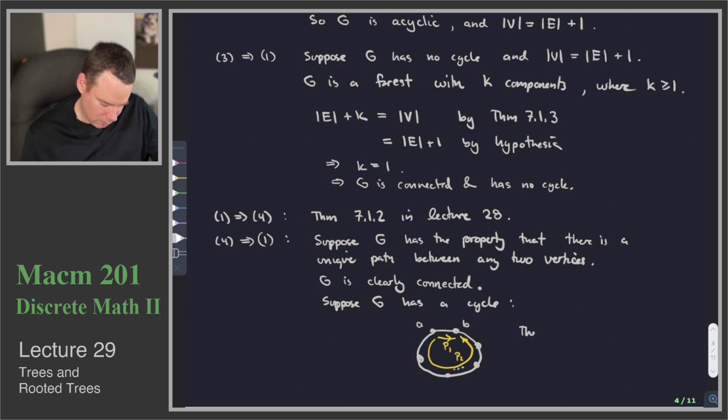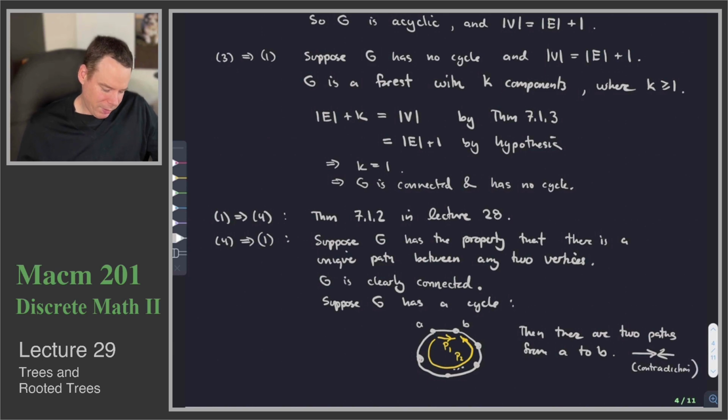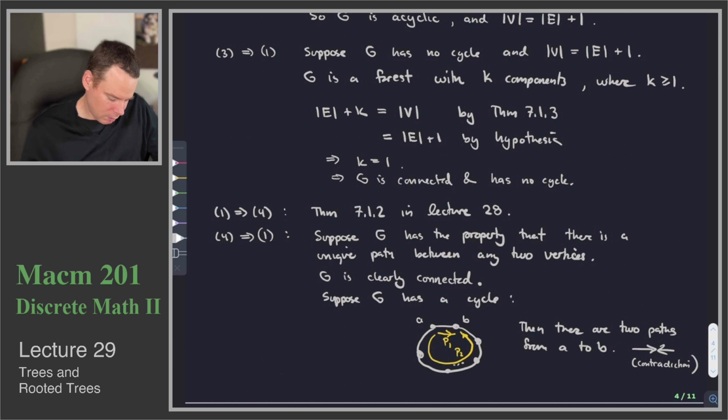So suppose G has a cycle, then there are two paths from A to B, and that's a contradiction. So these arrows hitting each other are denoting a contradiction, because our hypothesis says that there is a unique path between any two vertices. So if there was a cycle, that would contradict the hypothesis. So therefore, G has no cycle. And so we have that G is connected and it has no cycles. So we can conclude then, therefore, G is a tree. And so 1 is satisfied.